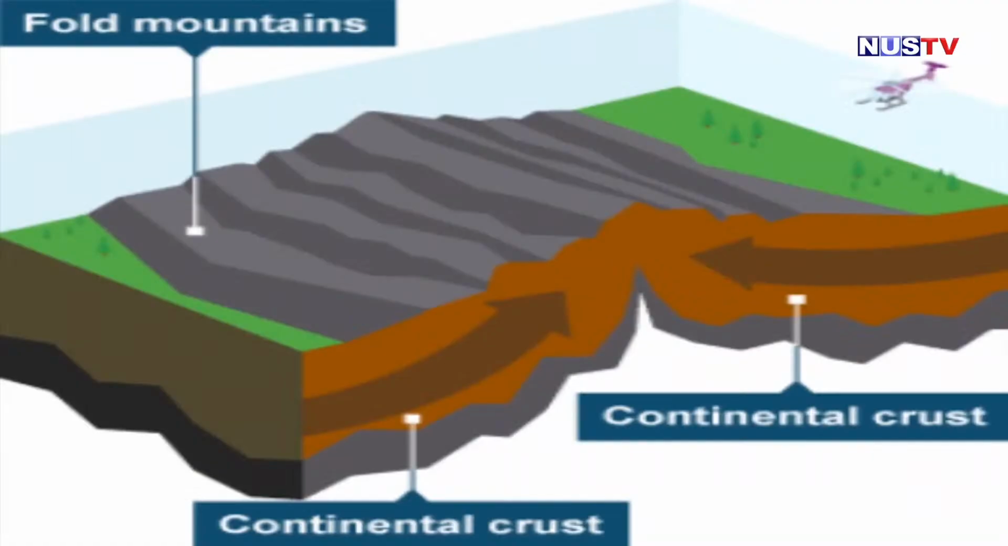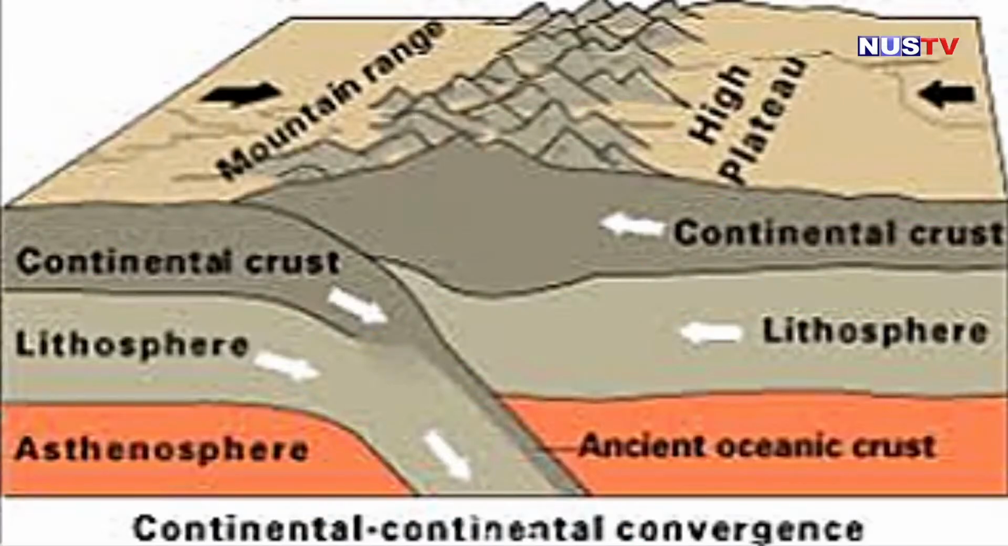Okay, and then we have the collision zone. This process happens when two plates with the same mass come together. Neither sinks below the other, but they both tend to rise and elevate, or move upwards. An example of a feature that results from this process is fold mountains. An example of that is the Himalayas.